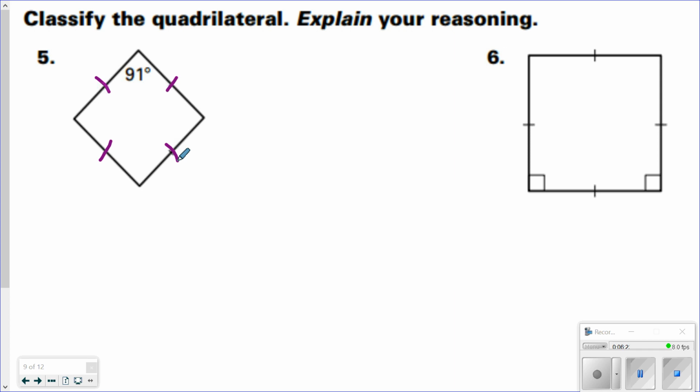But looking at this, which one do we know it is? We know that it's a rhombus. Why? Well, this angle is 91 degrees, and a square has 4 right angles. So since we see that this is 91 degrees, the only option is that this is a rhombus.